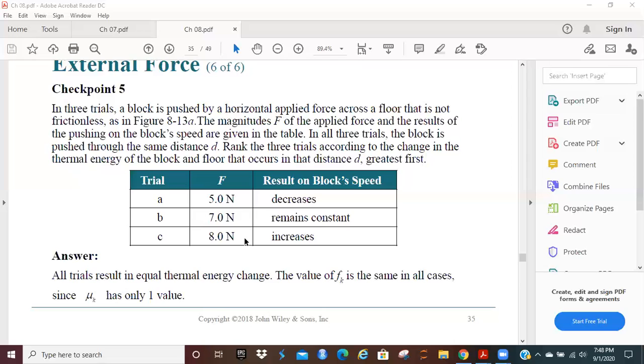So the trials here and the force and the resulting block speed really have little to do with this, because in each one of these cases, that same coefficient of friction is being applied to the normal force on the block, and the block doesn't change in each one of these trials. The amount of force being applied does, but the normal force does not, because the block never changes its weight.